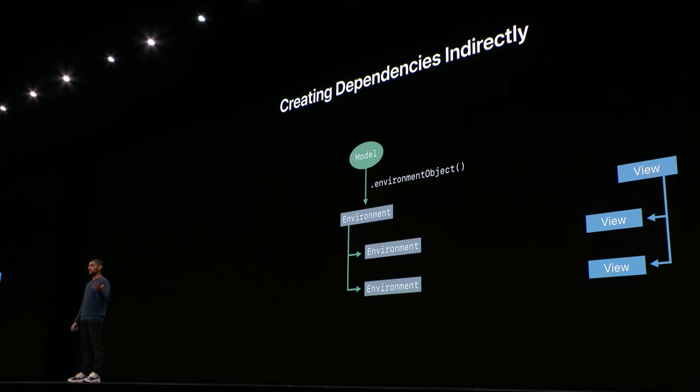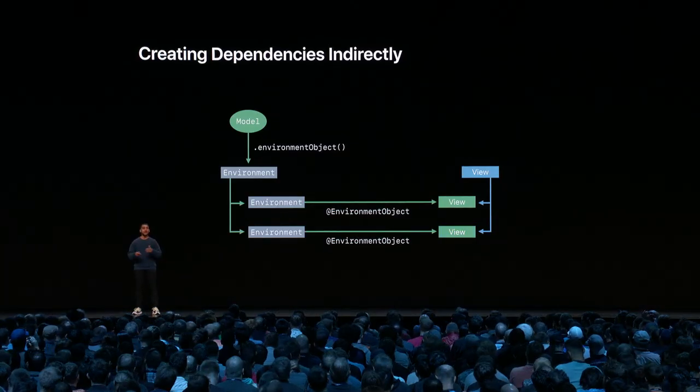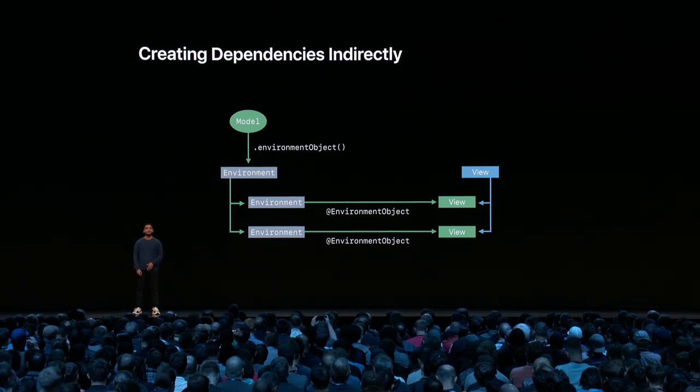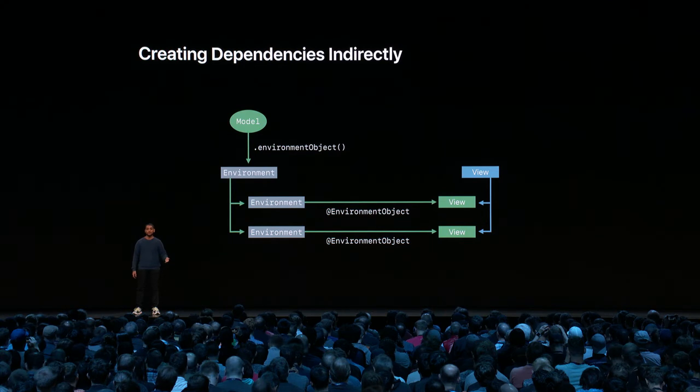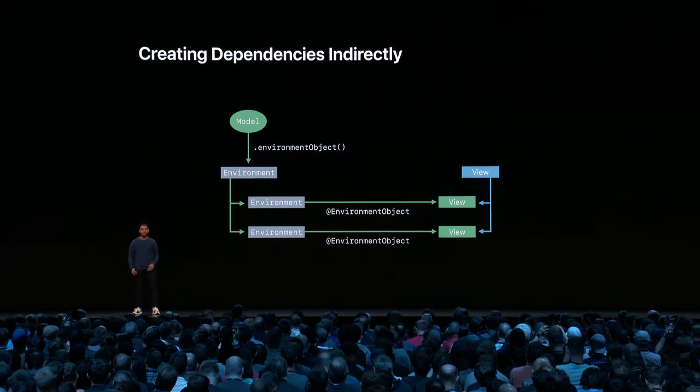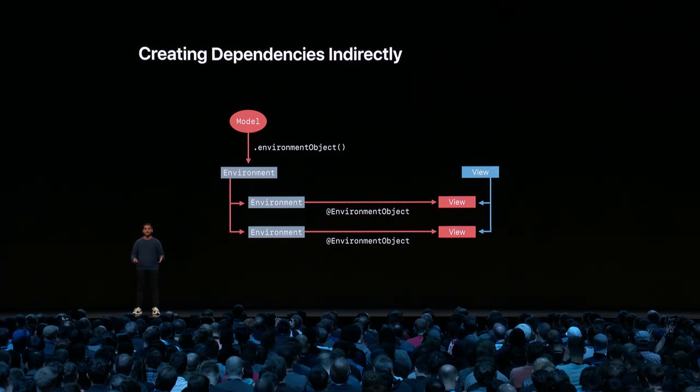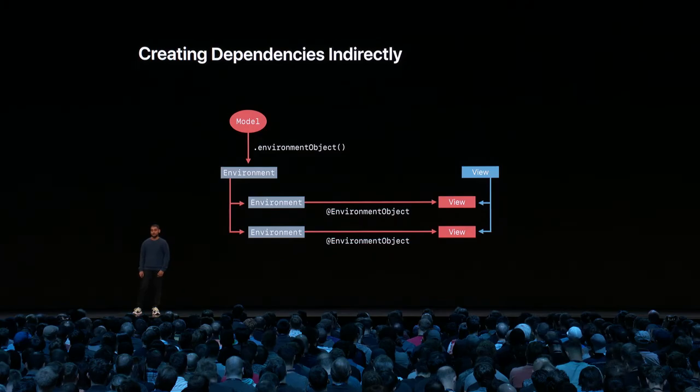Now, our model is in the environment. We can create dependencies on our model by using the environment object property wrapper. Now, by using this property wrapper, we can create the dependency on that model. But there's more. You can actually use this in multiple places. So you can use this in a variety of views throughout your hierarchy, and they will all depend on the same model. And of course, when that data changes, everything will get updated automatically. You get the same automatic dependency tracking as you do with object binding. You describe the dependency to SwiftUI by using these tools, and the framework handles the rest. It's pretty great.